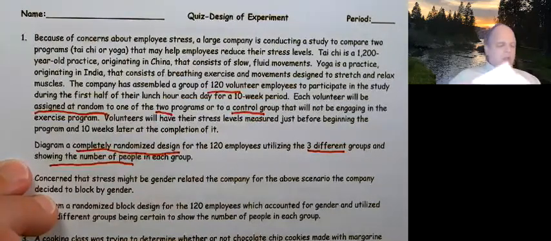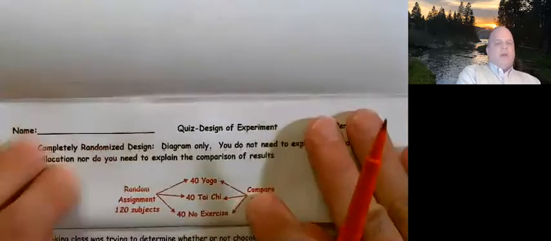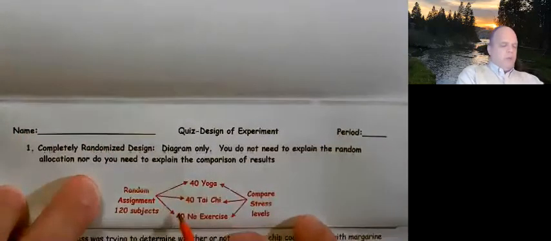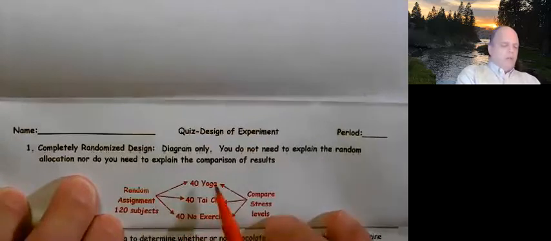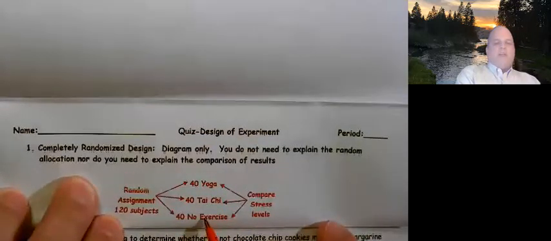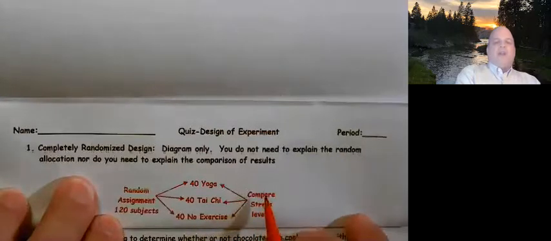So the diagram is fairly simple in this case. We're going to randomly assign 120 subjects, 40 to yoga, 40 to Tai Chi, and 40 to no exercise at all. And then we're going to compare stress levels.